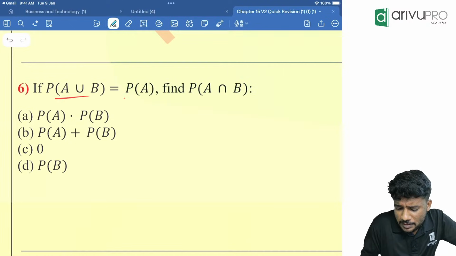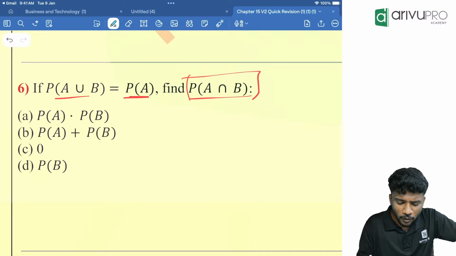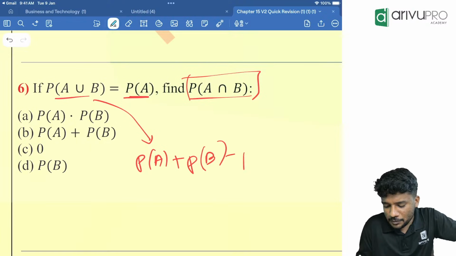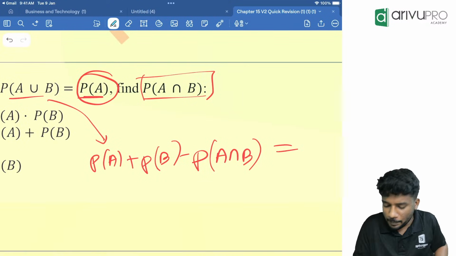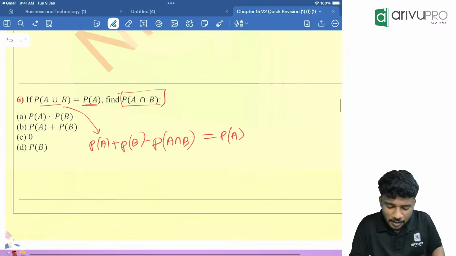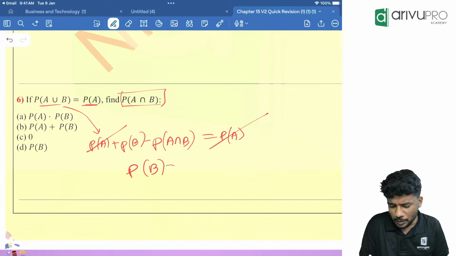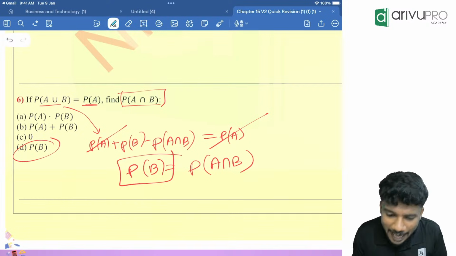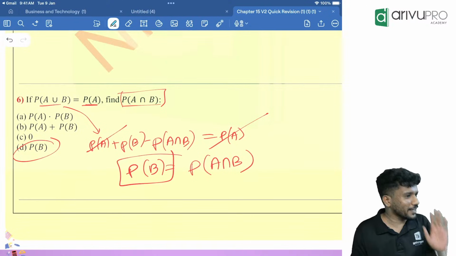Now people, look here. P of A union B is equal to P of A. Then we need to find the value of P of A intersection B. What is the formula for P of A union B? P of A plus P of B minus P of A intersection B, which is equal to P of A as per the question. P of A got cancelled. Then minus goes to this side. So P of B is equal to P of A intersection B. So what is the value of P of A intersection B? Option D, P of B is your answer. I hope you understood that. Very simple question, but very good also.